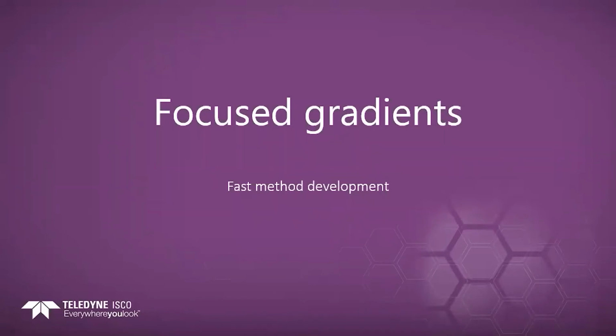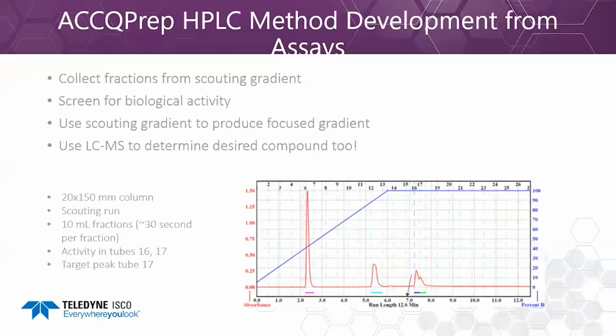Focus gradients allow fast method development. So what we do is we run a scouting gradient, which is a very fast gradient that allows us to see whether the biological activity elutes from a column. So you collect your fractions from a scouting gradient and screen those for biological activity. Then once you know where the compound came off, you can then calculate a scouting gradient to produce a focus gradient. You can use LCMS as well.